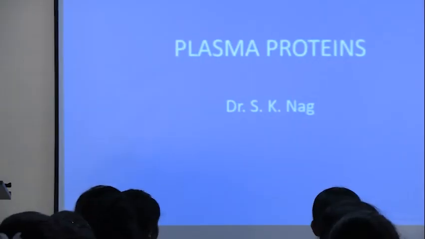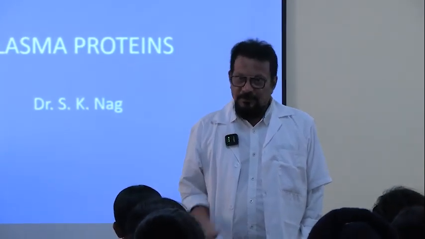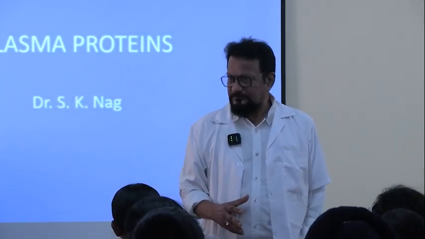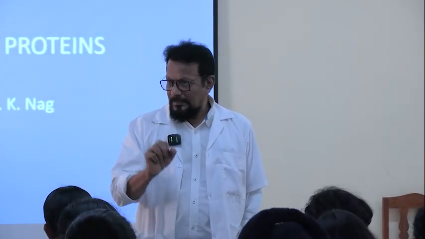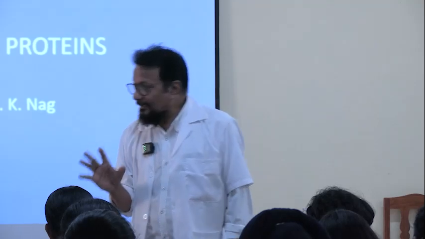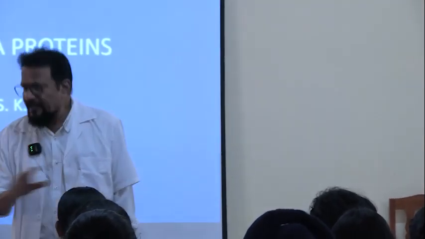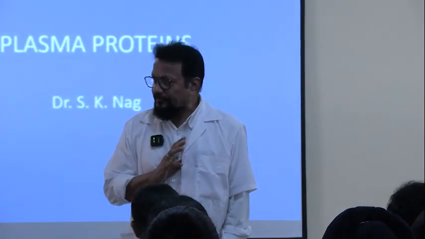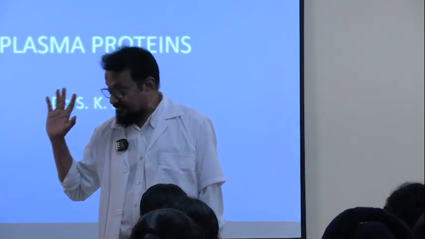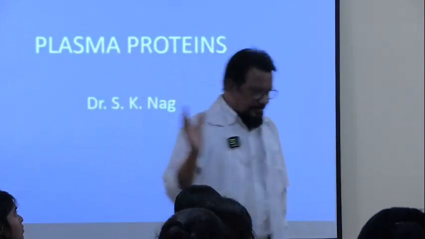Now, we have seen plasma contains plasma proteins. Whatever proteins are present in blood, meaning in plasma, they are termed as plasma proteins. They are very, very important. They are serving different important functions. We will be going through that. They are also classified in different forms.